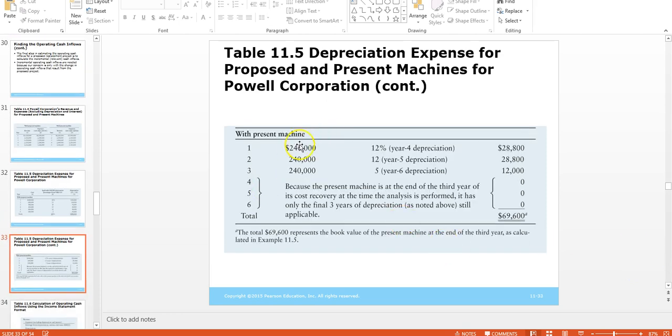And here's the present machine being depreciated. There's 2.5 years here of depreciation, and after the third year here, year 6 depreciation, it's fully depreciated. So this is the book value.